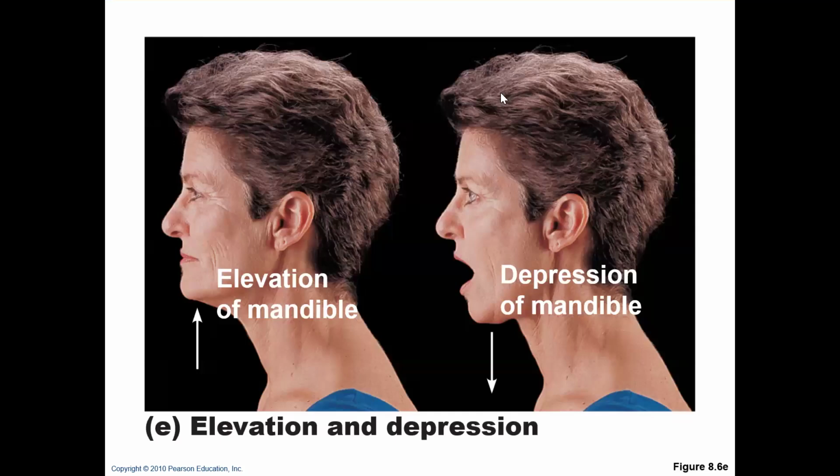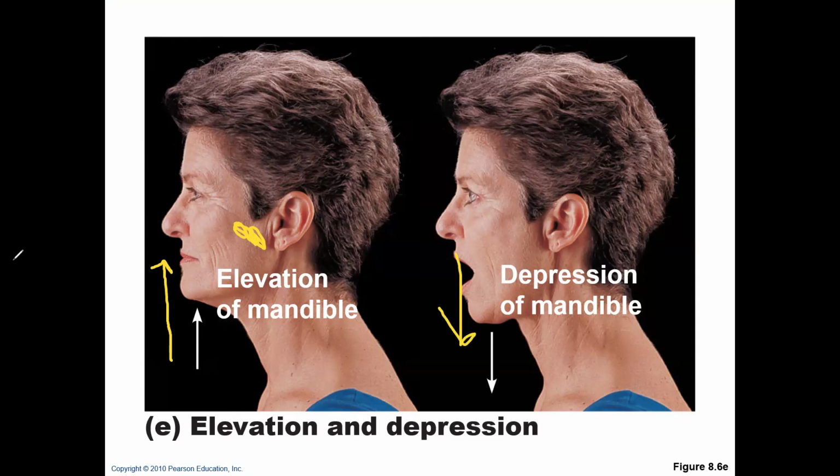So here you could see that. And you got a joint here called temporal mandibular joint. It's a synovial joint. So when you raise your mandible, that's elevation. Lowering your mandible is called depression.